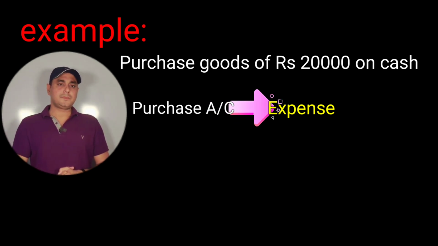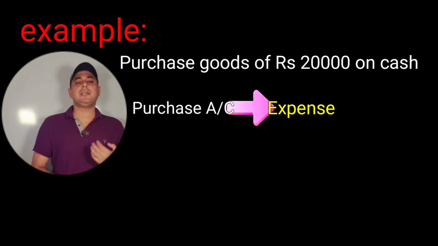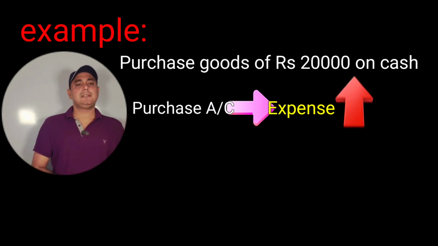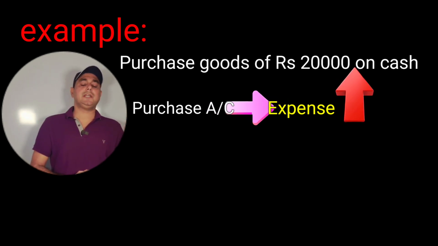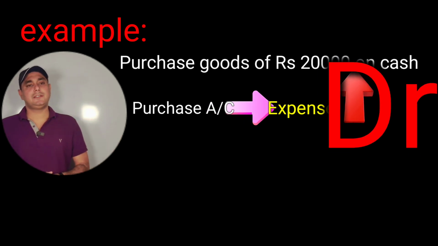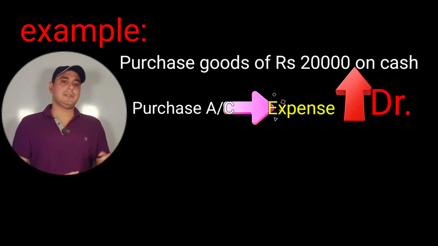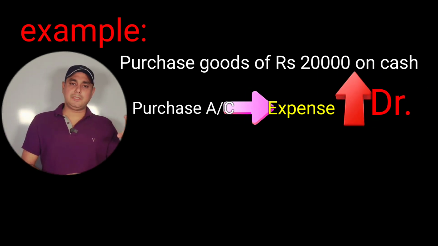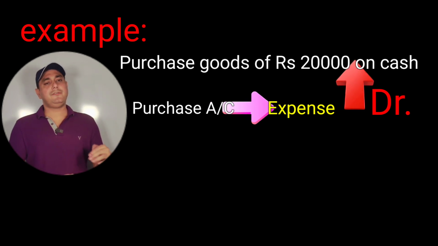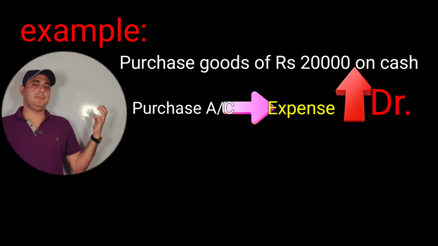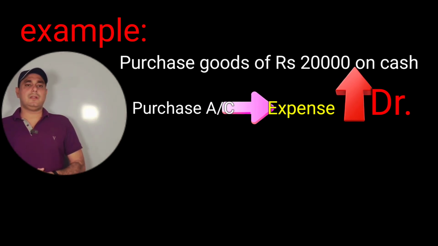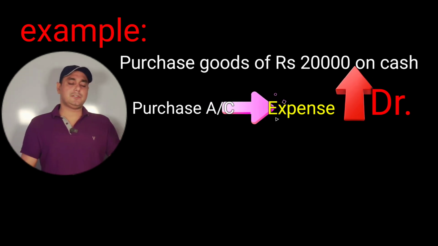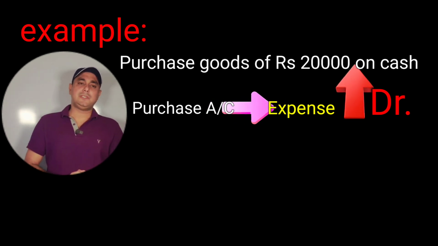For expenses the rule is, when expenses increase, we debit it. When expenses decrease, we credit it. So the purchase account is debited, because purchase is an expense, and when expense increases, we debit it. Because through the purchase our expenses increased.